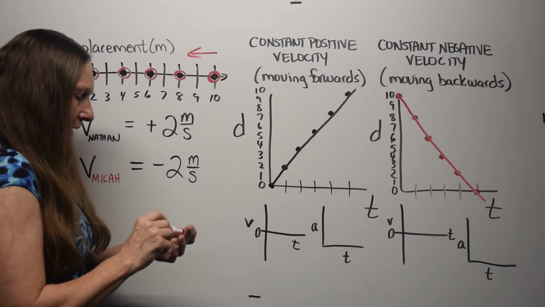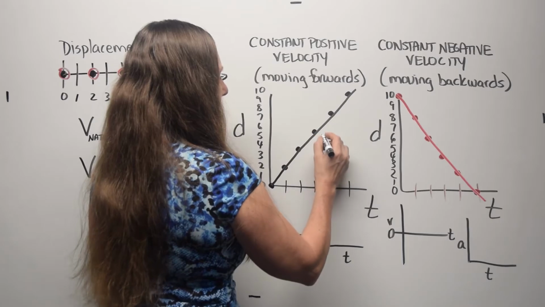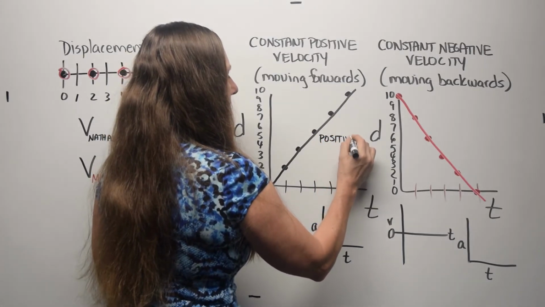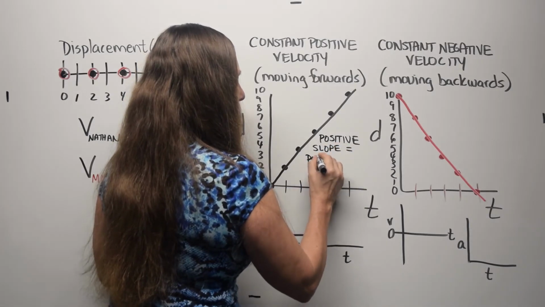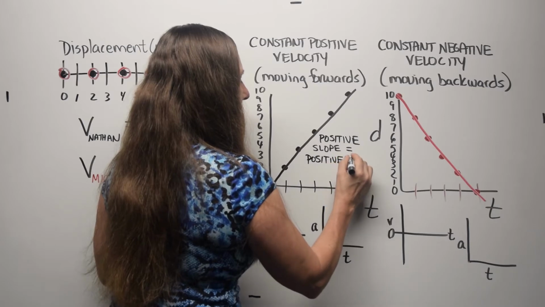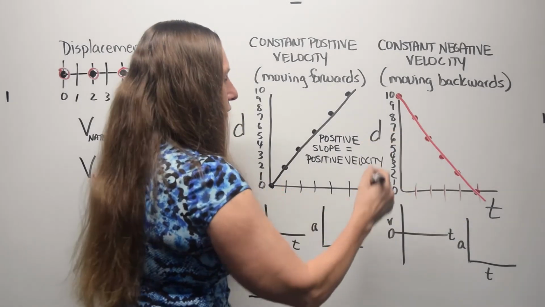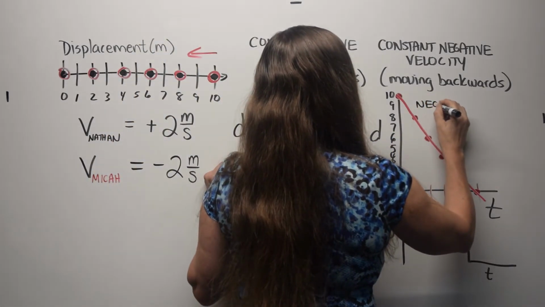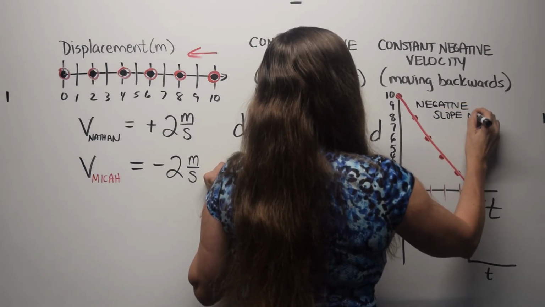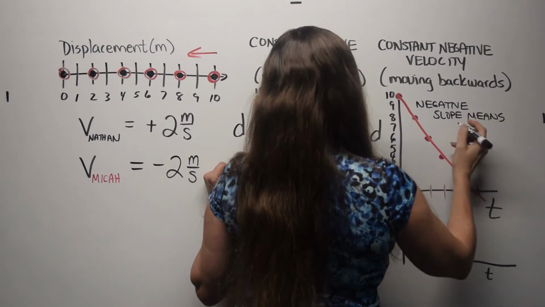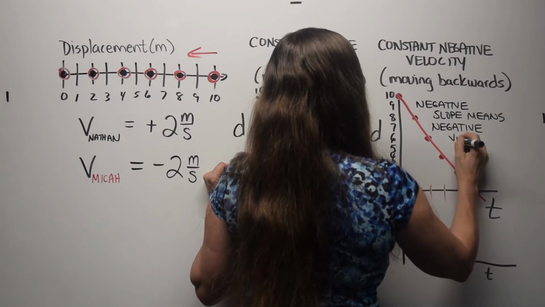So very simply, if the slope is positive, positive slope means positive velocity. And a negative slope, like this one, negative slope means negative velocity.